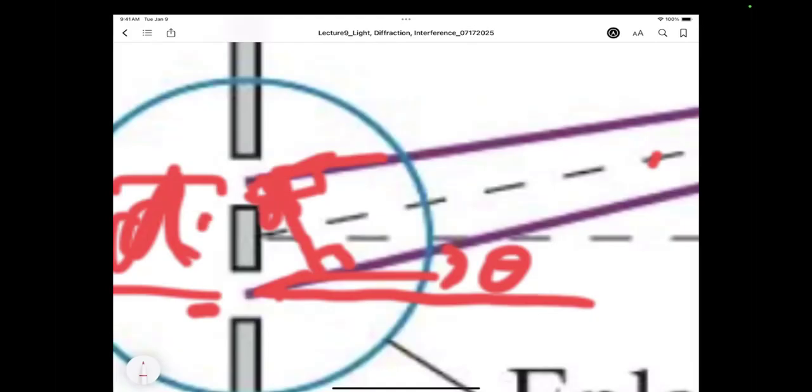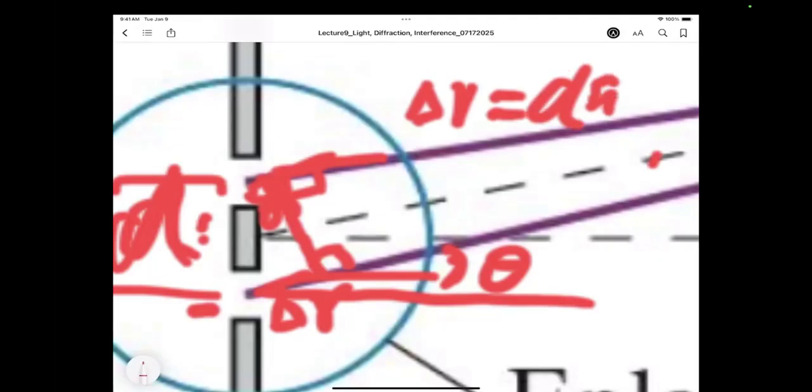And then here is d, here is delta R, the difference between two paths, which means delta R equals what? d sin theta. Does that make sense to you? Yeah, because here we consider this is theta, and this is 90 degrees, which means here is 90 degrees, and this angle equals this one, theta. Am I right? Does it make sense to you?